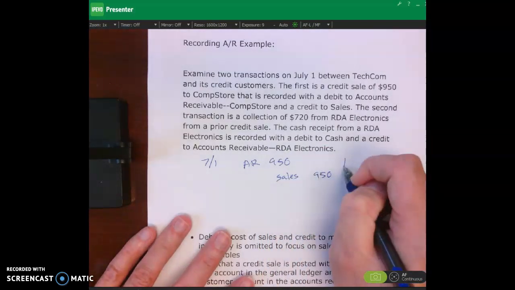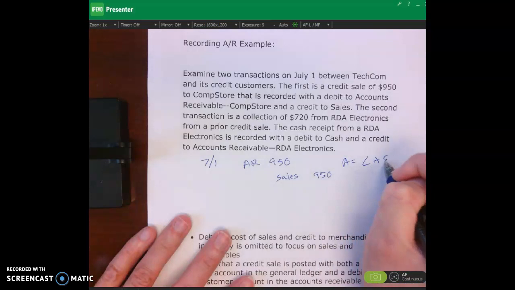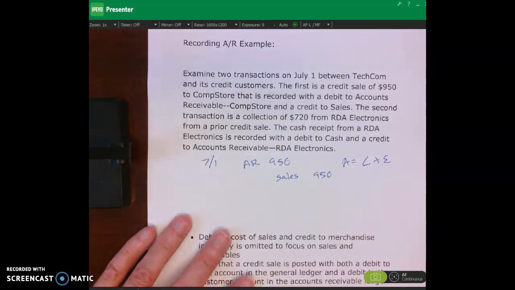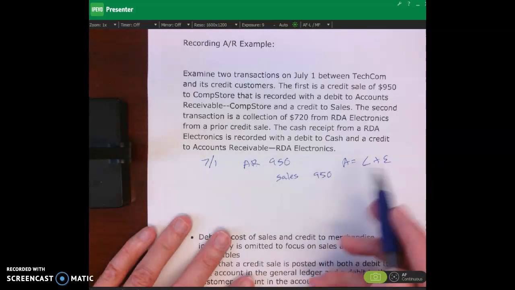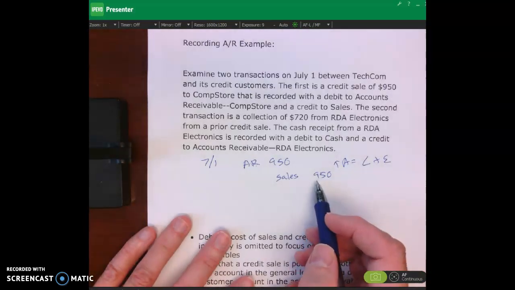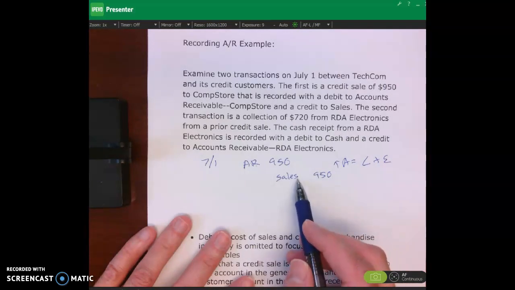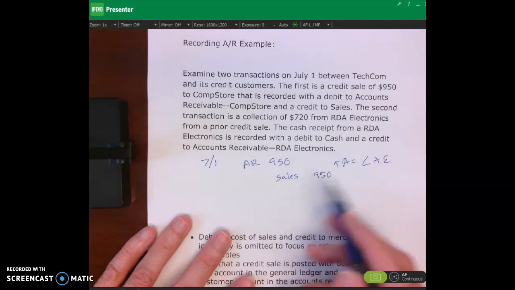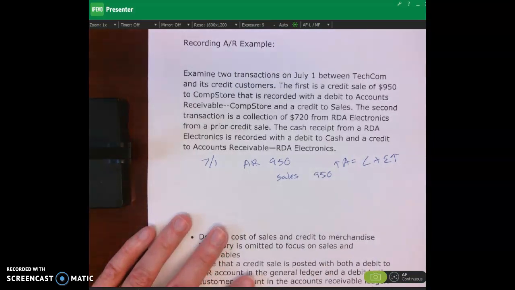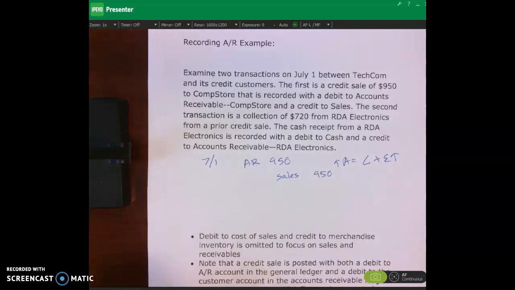How does this keep the accounting equation in balance? Remember, assets equals liabilities plus equity. Accounts receivable, where do we put that in terms of the accounting equation? If you said assets, you're right. It is a current asset, so assets go up. Sales, how does this affect the accounting equation? Well, sales is revenue. So as revenue increases, equity also increases. So that's how this journal entry keeps the accounting equation in balance.